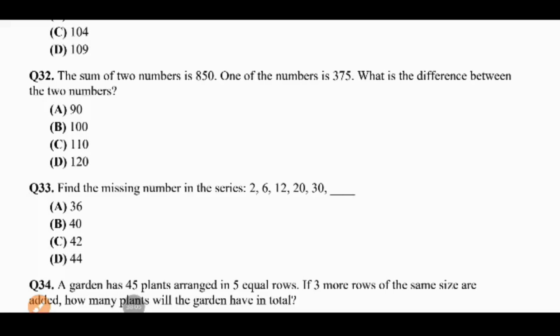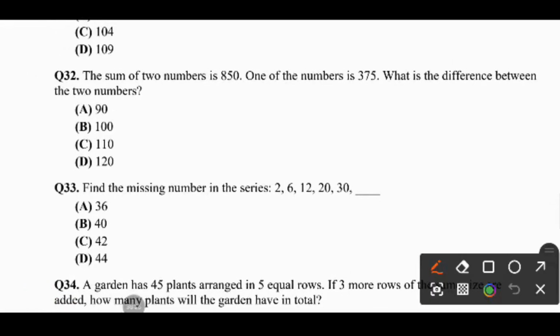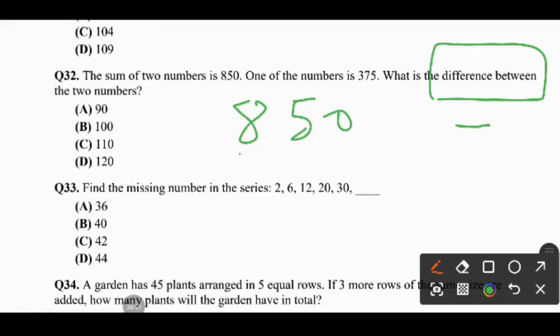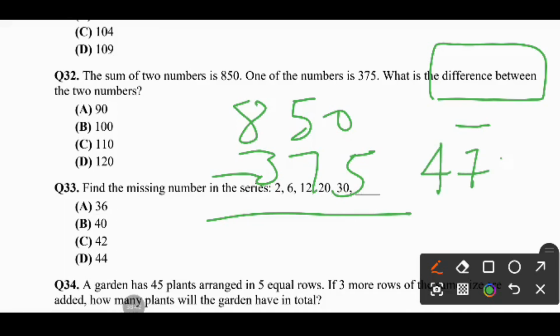It says the sum of two numbers is 850. If one of the numbers is 375, what is the difference between the two numbers? Whenever any question is asking about the difference between the two numbers, it's straightaway saying subtraction. So 850 minus 375. Do the subtraction and you will get the answer as 475. We have to find the difference.